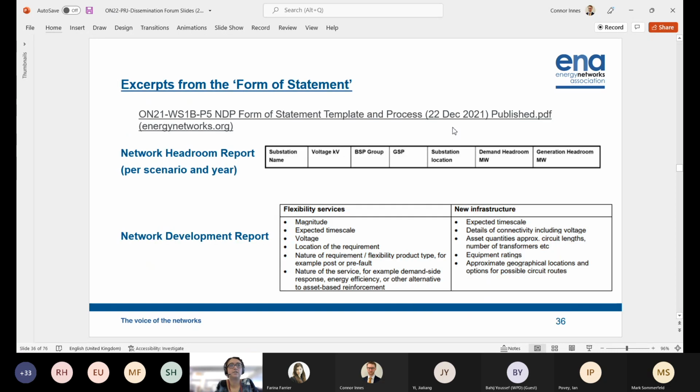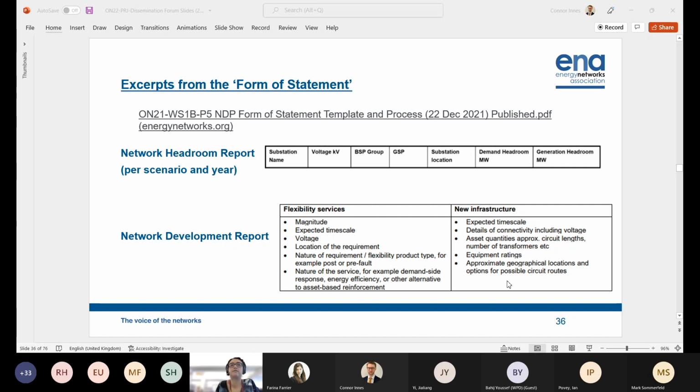Can I go to the next slide? So some excerpts here from that form of statement. The network headroom report for all the DNOs has these types of headings. It's giving the name of the substation, its voltage, the bulk supply point it's on, the grid supply point, information about its location, and the demand headroom and the generation headroom for the substation. That's being produced per scenario and per year. It's being done every year to 2030 and then every 5 years after that.